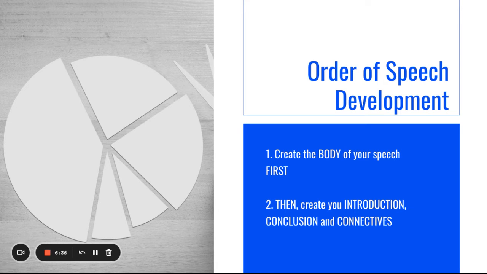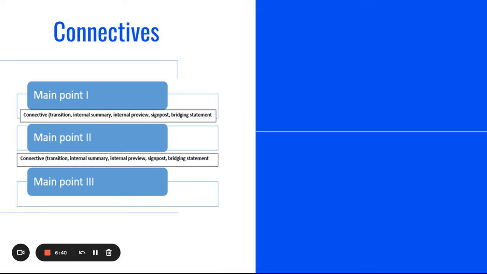Then you create your introduction, conclusion, and connectives or transitions. Connectives are the ways that you link everything in your speech. A lot of students are resistant to using these, but I'm telling you, this is what makes things so much easier for your audience to follow what you're saying.